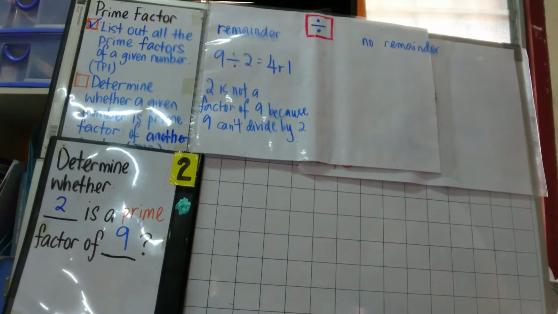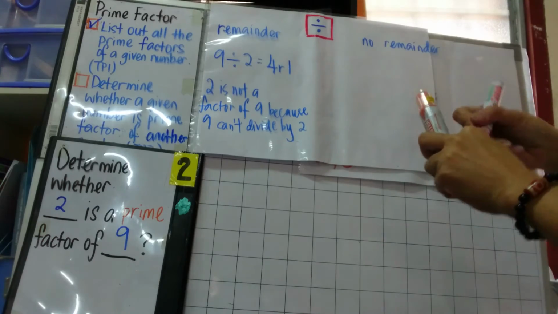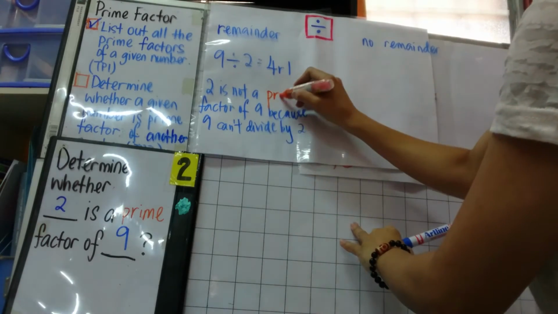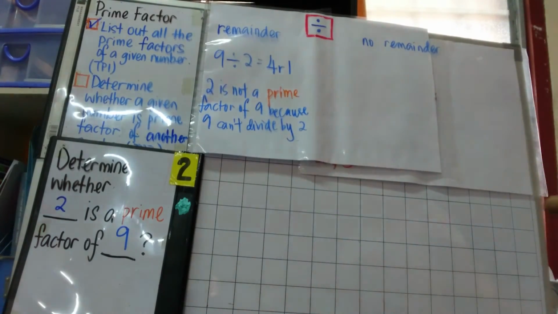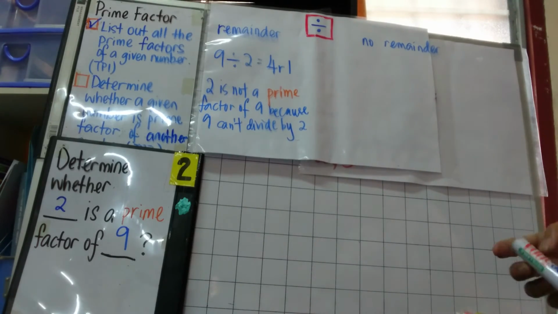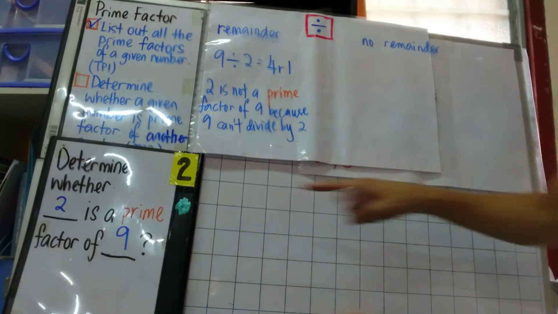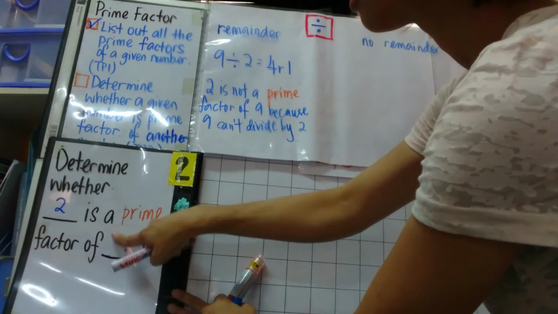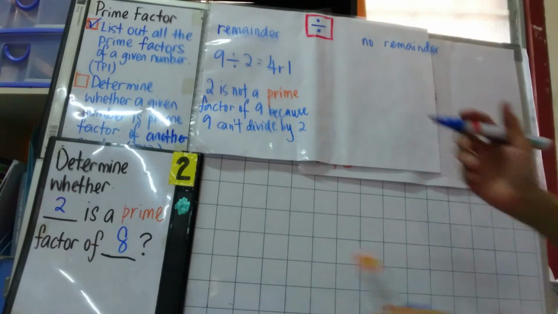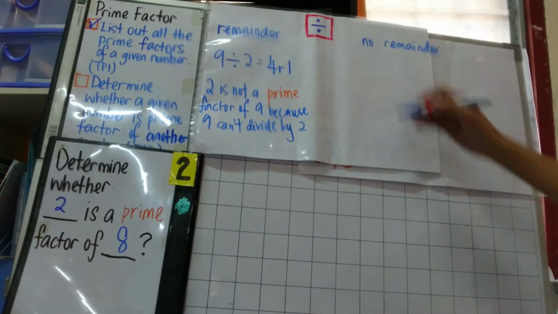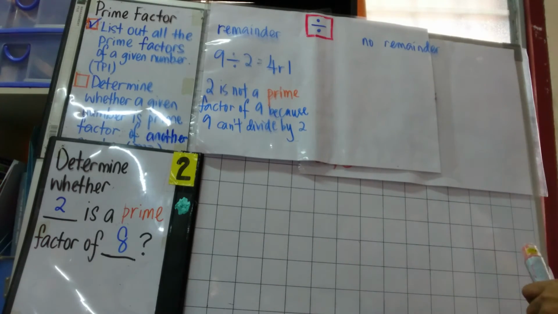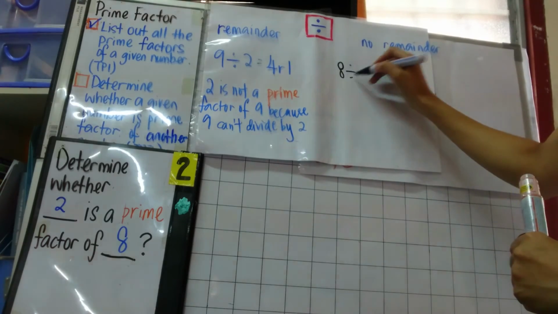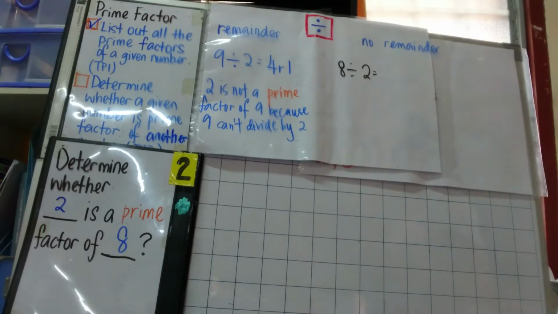So, what conclusion can we make here? Since 2 is not a factor of 9, can we say 2 is a prime factor? For sure not. Therefore, 2 is not a prime factor of 9, because 9 can't be divided by 2. Okay, now we change the number 9 to 8. How about this question? Okay, we try to perform the division here. 8 divided by 2. Your answer, please.